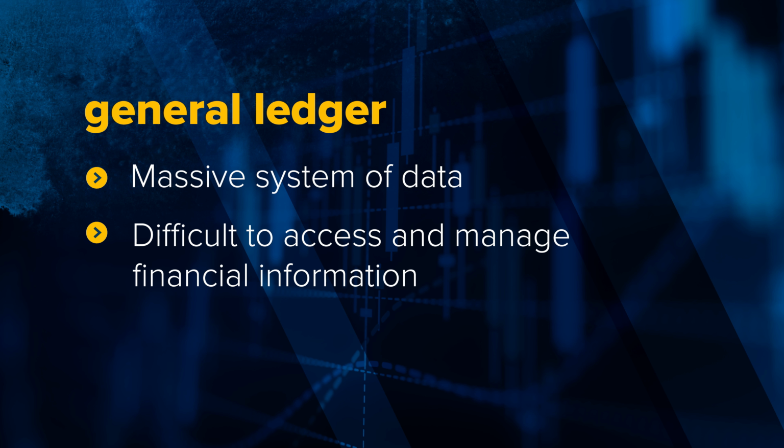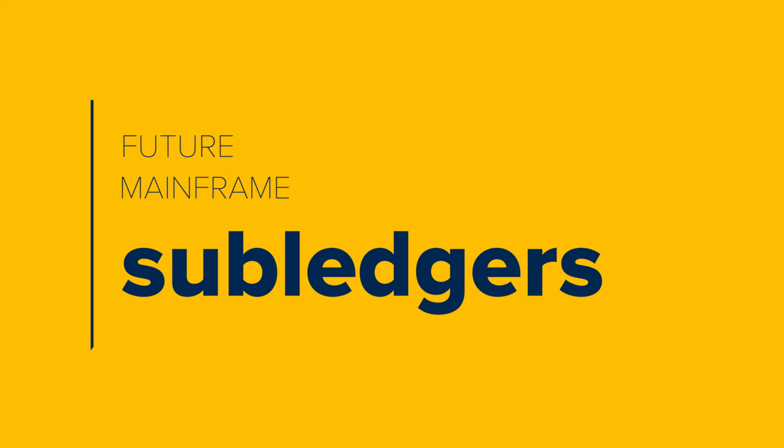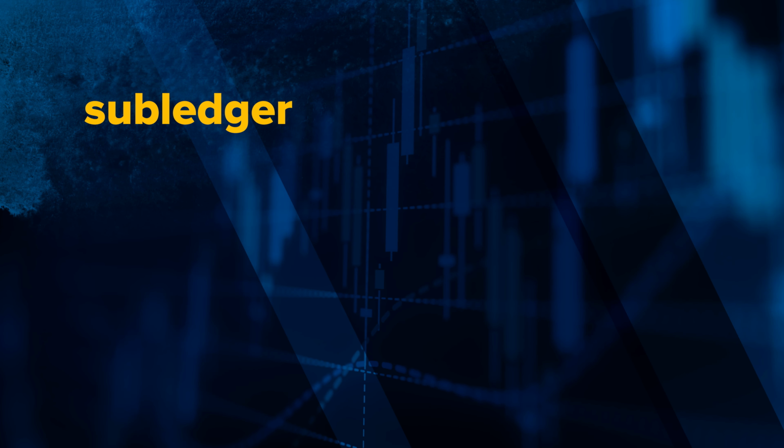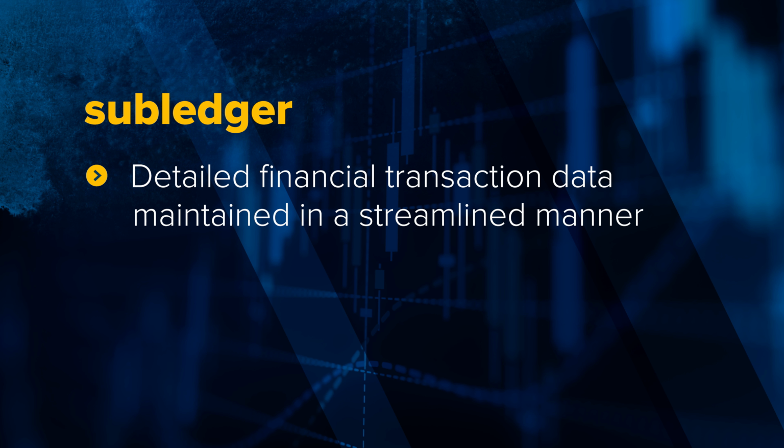The size of the General Ledger, coupled with varied use of KFS FAU values across UC Davis, requires extensive reconciliation and data manipulation in order to produce accurate and timely financial reports. Well, in the future state, we're changing all that. The Aggie Enterprise system will leverage several Oracle subledger modules. A subledger system allows for detailed financial transaction data to be categorized and maintained in a more streamlined manner.